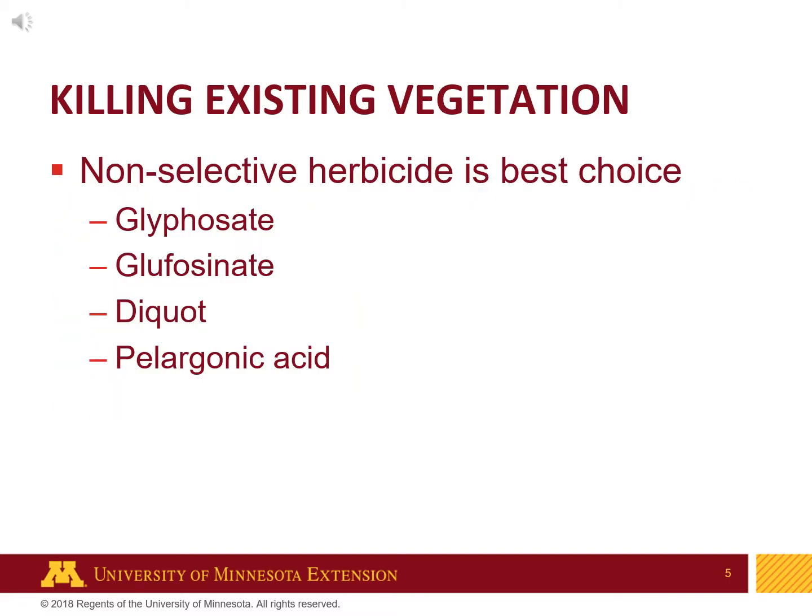The next step in the soil preparation process is killing the existing vegetation. To do this, a non-selective herbicide should be used that contains the active ingredients glyphosate, glufosinate, or diquat. Pelargonic acid is an organic non-selective option, but provides limited success with difficult-to-control weeds.